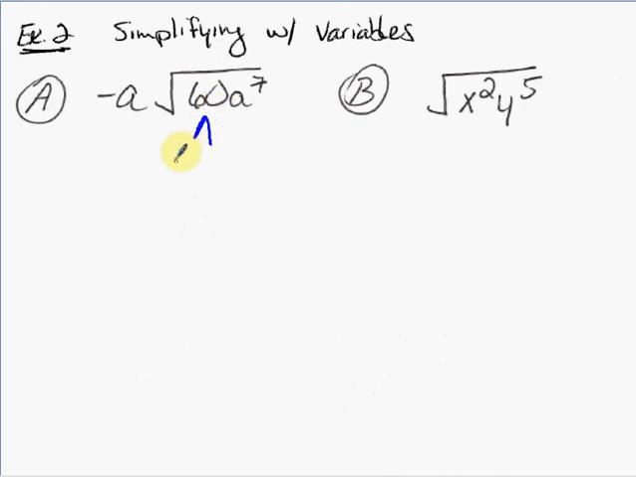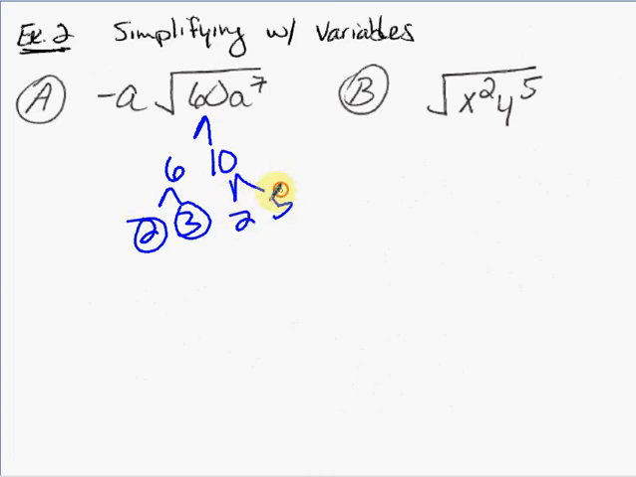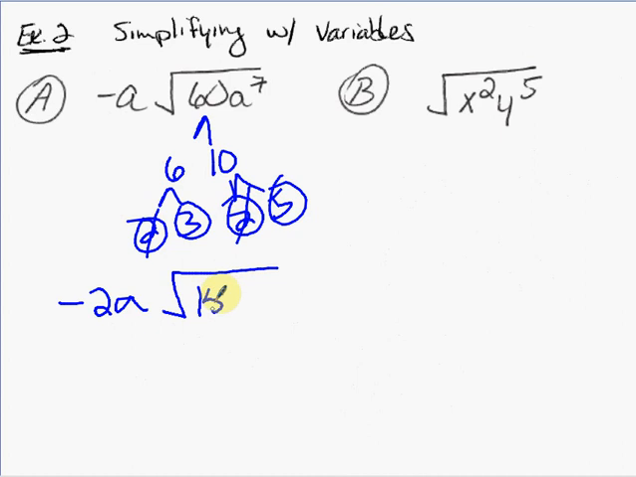So let's take the 60 and break it up into 6 and 10. We'll worry about the variables later. That's 2 and 3. This is 2 and 5. Okay, I have a pair of 2's. So that's going to come out with the negative a. So that's going to be negative 2a times the square root of 15. Where's that 15 coming from? Well, 3 times 5 is 15.